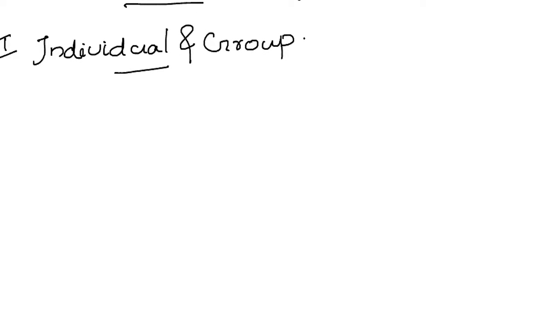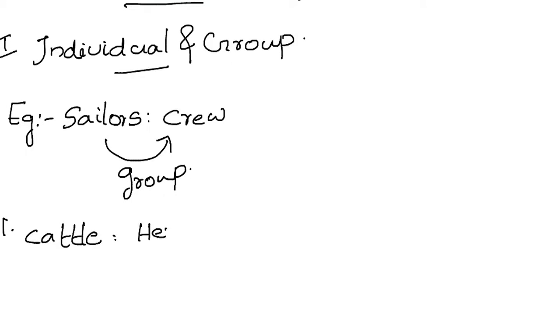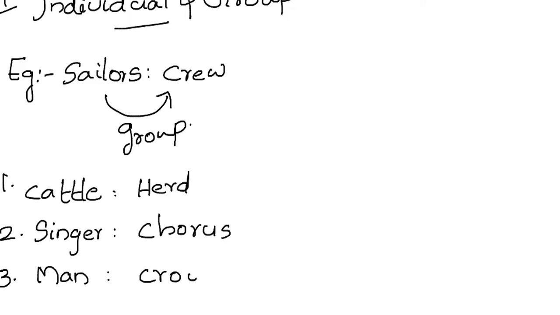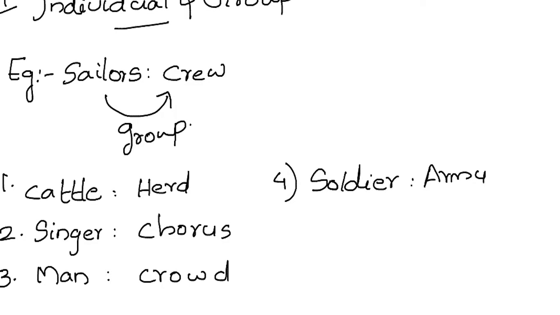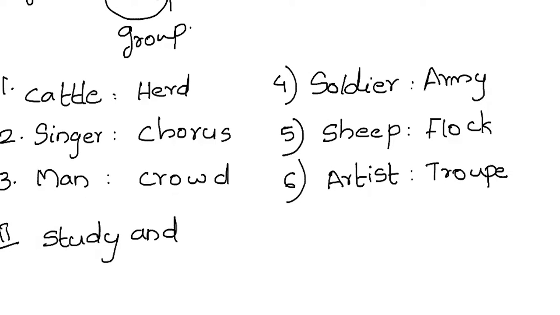In individual and group, for example, sailor, crew, that is, group of sailors is known as crew. Cattle, herd. Singer, chorus. Man, crowd. Soldier, army. Sheep, flock. Artist, troop.